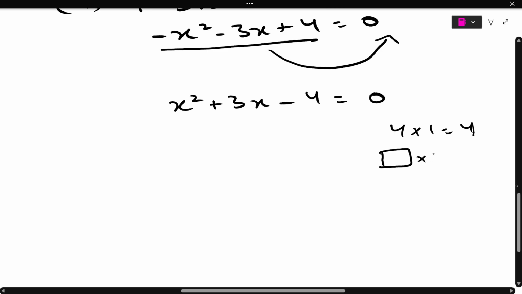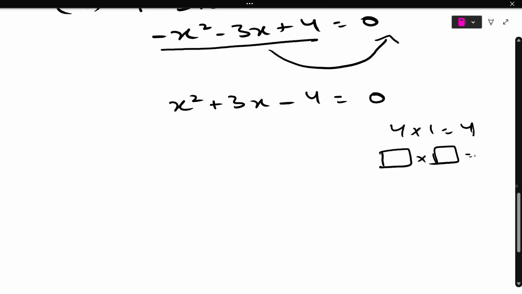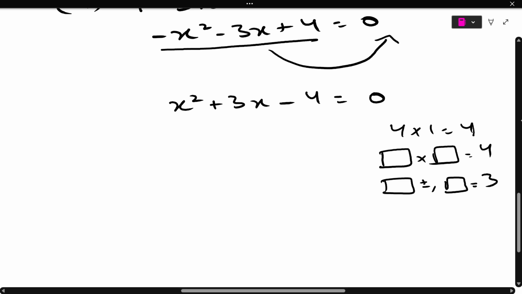Just follow with me. If you multiply two values, you're going to get 4, and you should add or subtract the same values to get your middle term, which is 3. So what are the two values? Can you tell me from your solution? X equals to minus 1, x equals to minus 4.